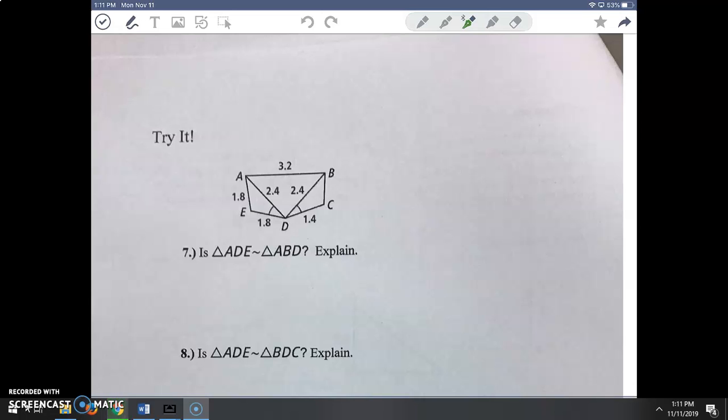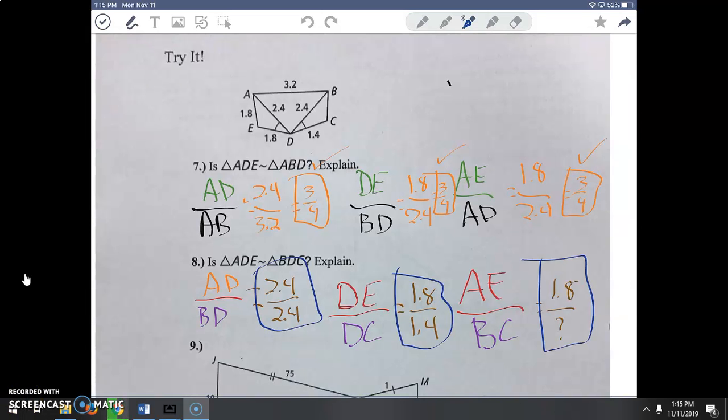You guys try the next two and then come back. So if you look at number 7, if you set it up, basically all I did was do AD over AB. Then I would come back and do DE over BD. Then I'd come back and do AE over AD. Okay, so I basically just did it in order of what they showed us. Then, as I set them up as a proportion, or as a fraction, I get 3/4 on all of them. Okay, and you'll notice I got 3/4, 3/4, 3/4. Since they all match, yes, this is similar. Okay, so this first one is yes.